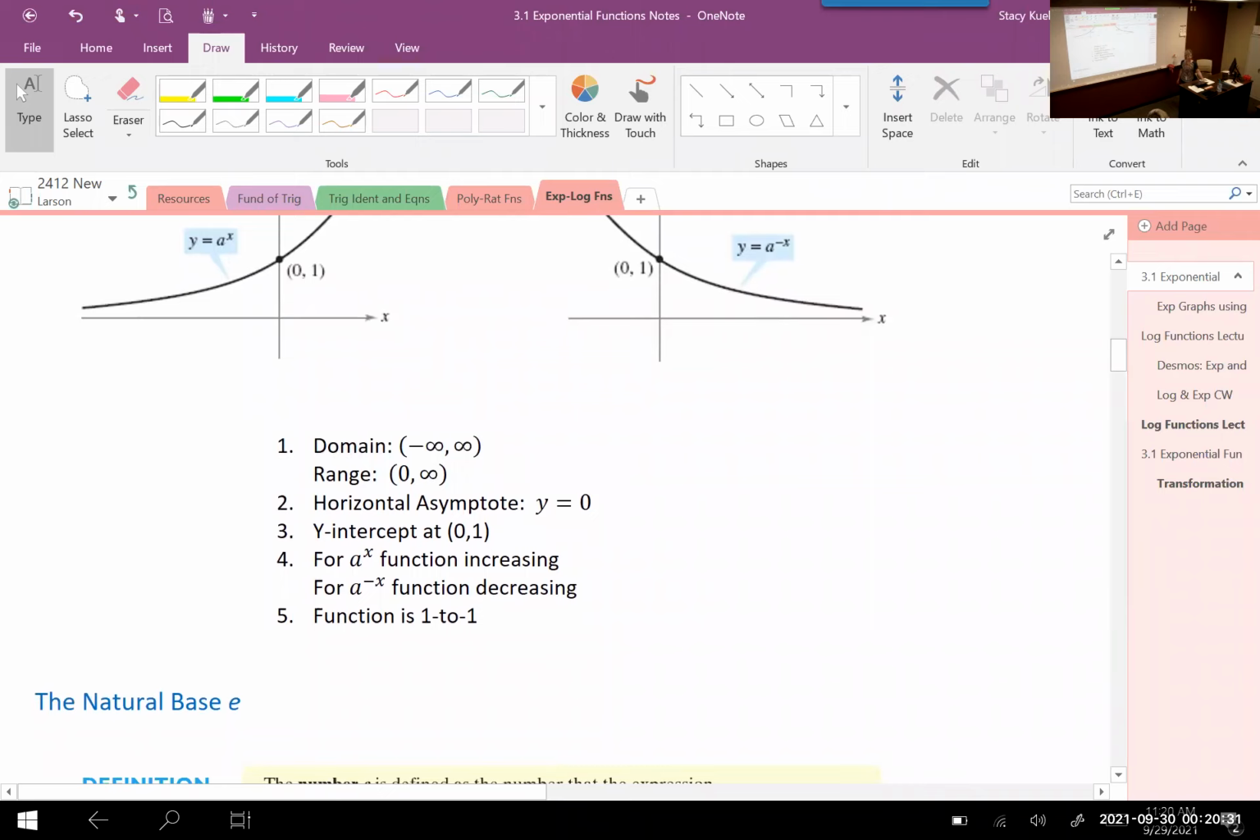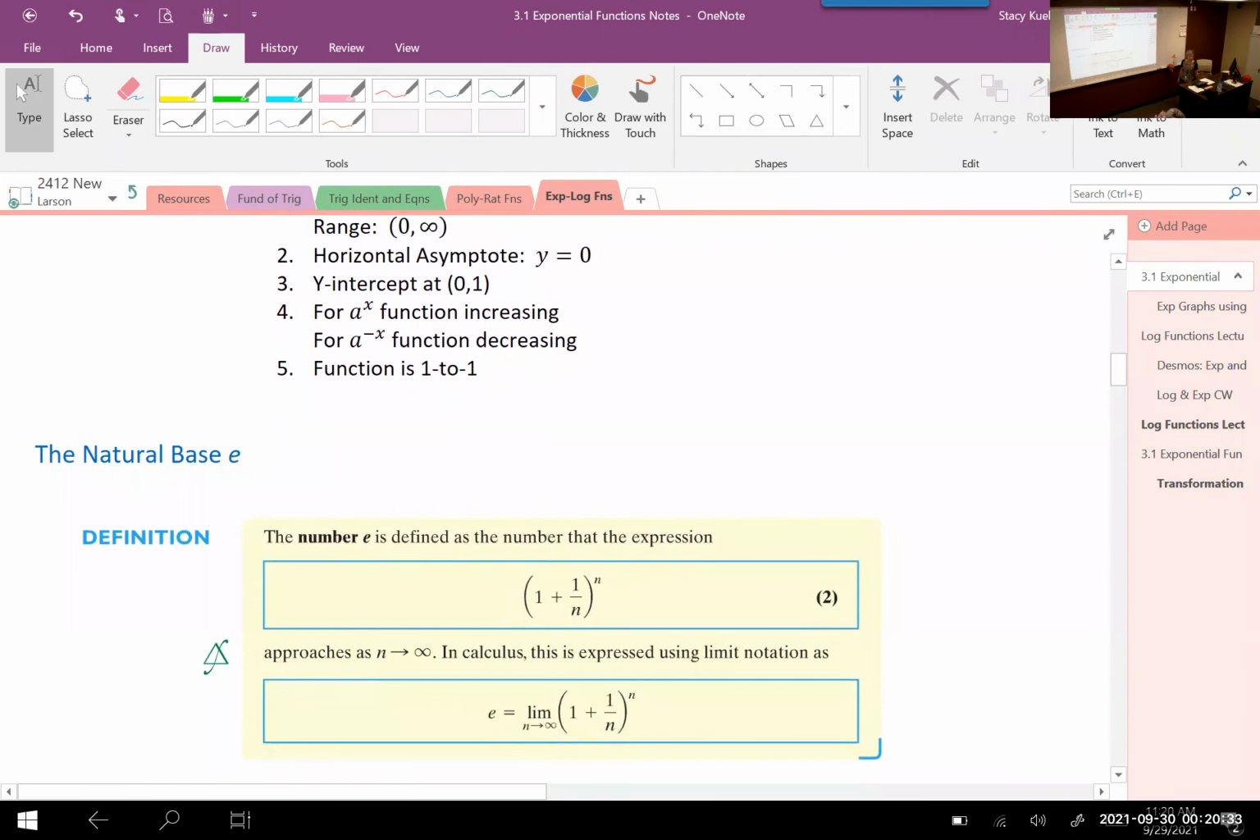The next thing that we want to talk about, you don't have to write this part down in yellow, is base E, which is our natural base E. E is defined by taking 1 plus 1 over n raised to the nth power. Again, you don't have to write this down, but that's where we get this value for E.